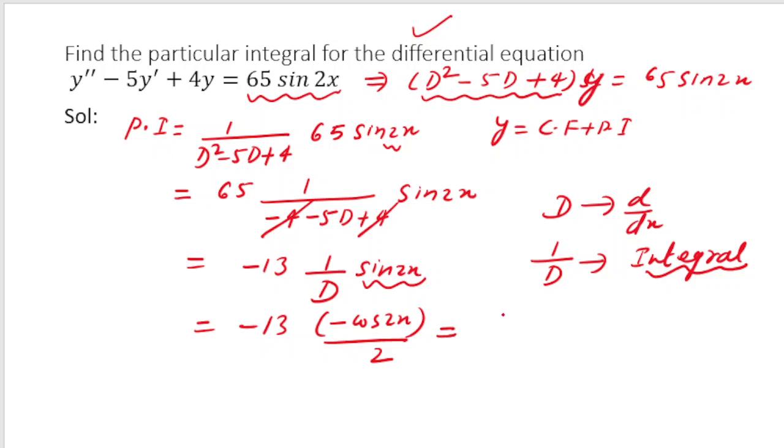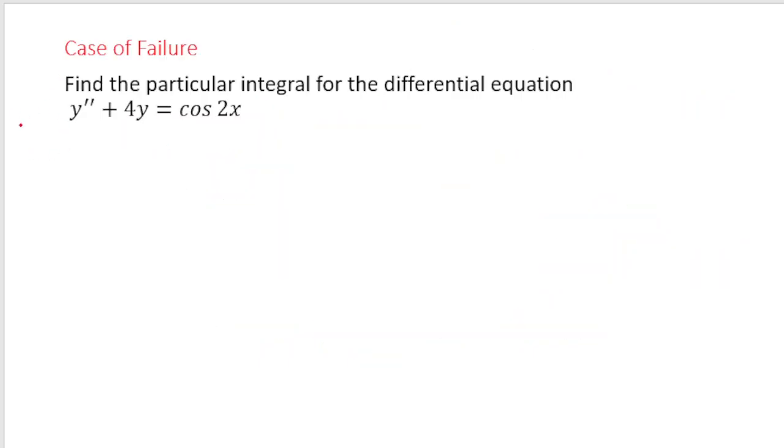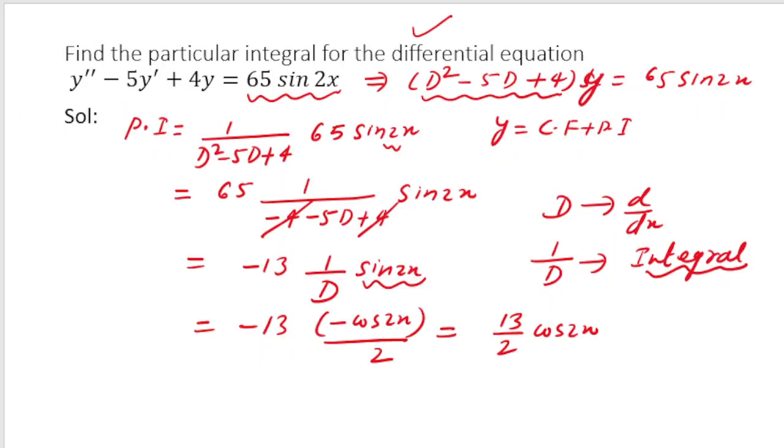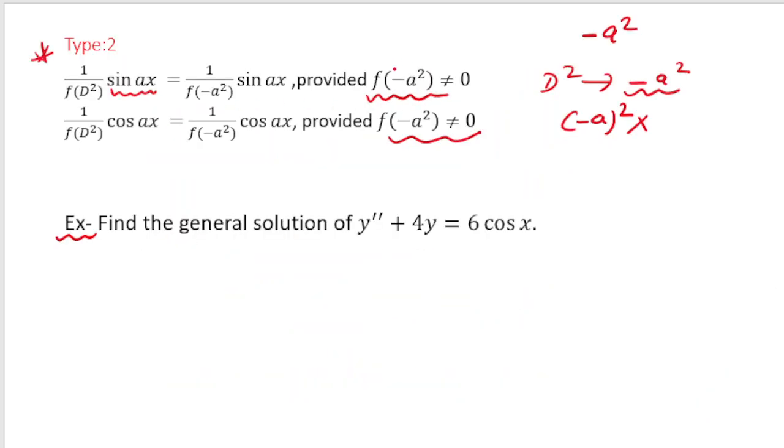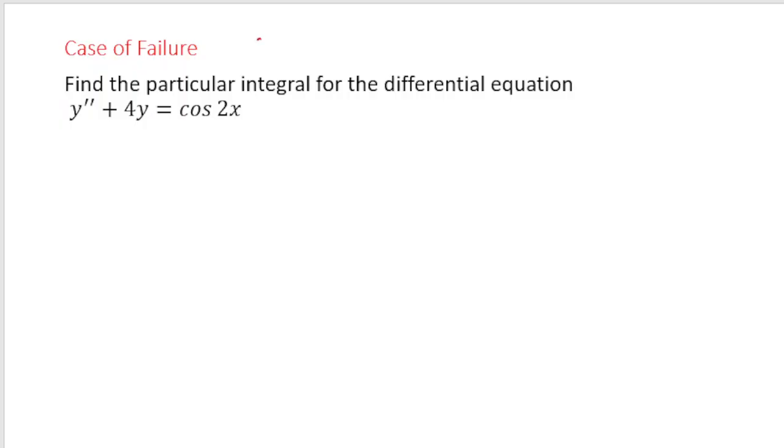So what is the PI in this case? The PI in this case is 13 by 2 cos 2x. Okay, fine. Now in this case also, as I told you, I am applying this result only when f of minus a square is not equal to 0. So what if f of minus a square is equal to 0? That will be a case of failure, and it will be dealt with in a similar way. So let's do this problem to understand it.